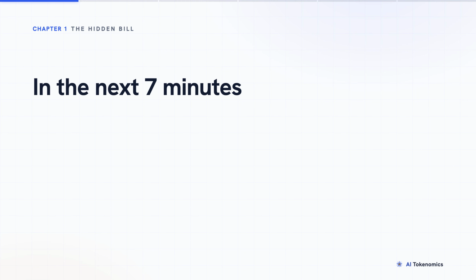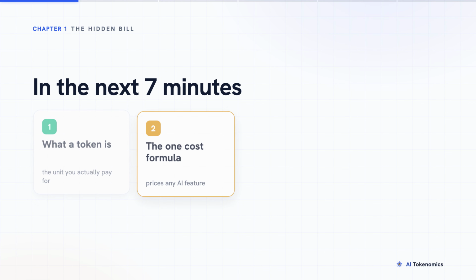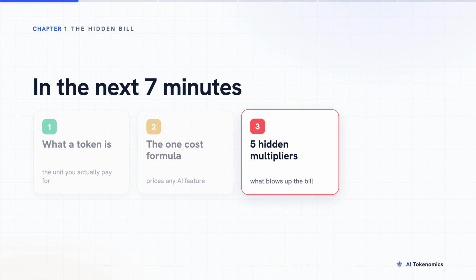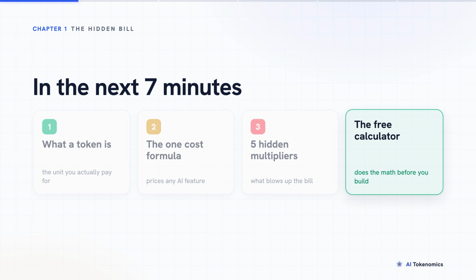In the next 7 minutes, I'll show you what a token actually is, the one formula that prices any AI feature, and the 5 hidden multipliers that quietly blow up your bill. And at the very end, I'll hand you the free calculator that does all of this math for you, before you write a single line of code.